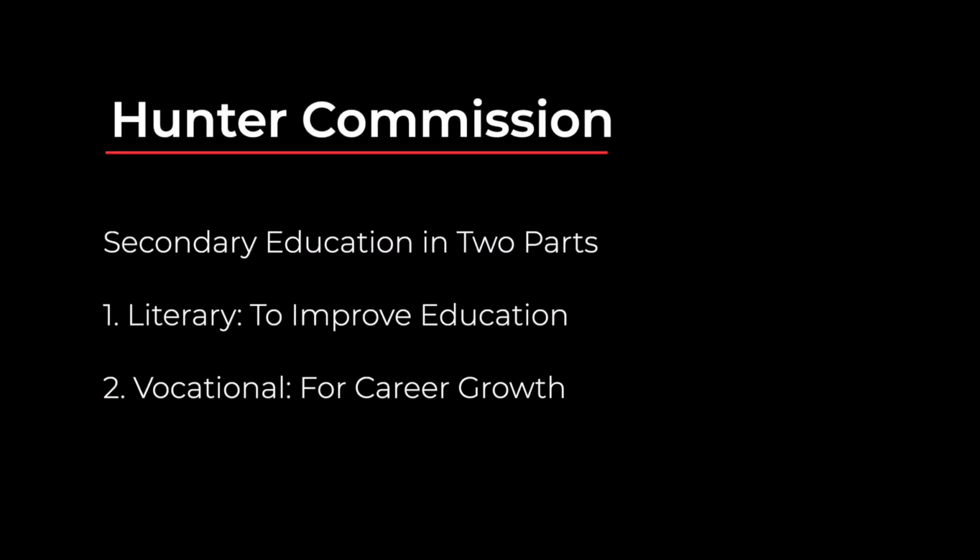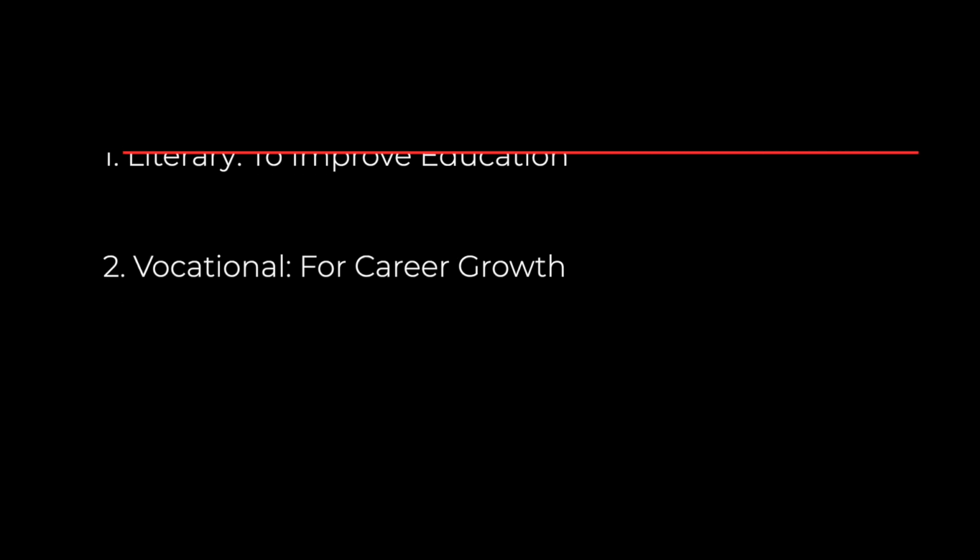The sixth one is the Hunter Commission, which emphasized segregating primary and secondary education. It was basically about evaluating Wood's Dispatch, whether it was working well or not, and it also divided secondary education into two parts: literary, that is for university, and vocational, that will help the students in making a career.